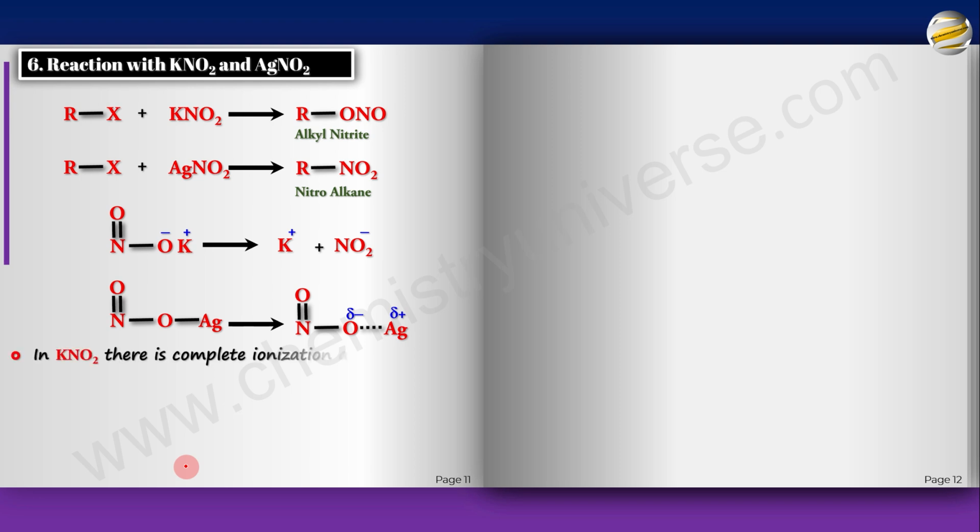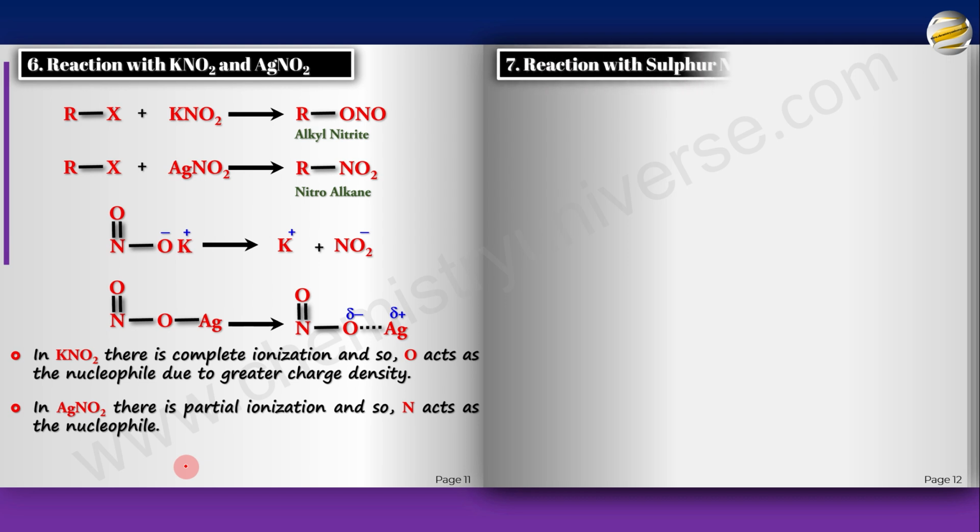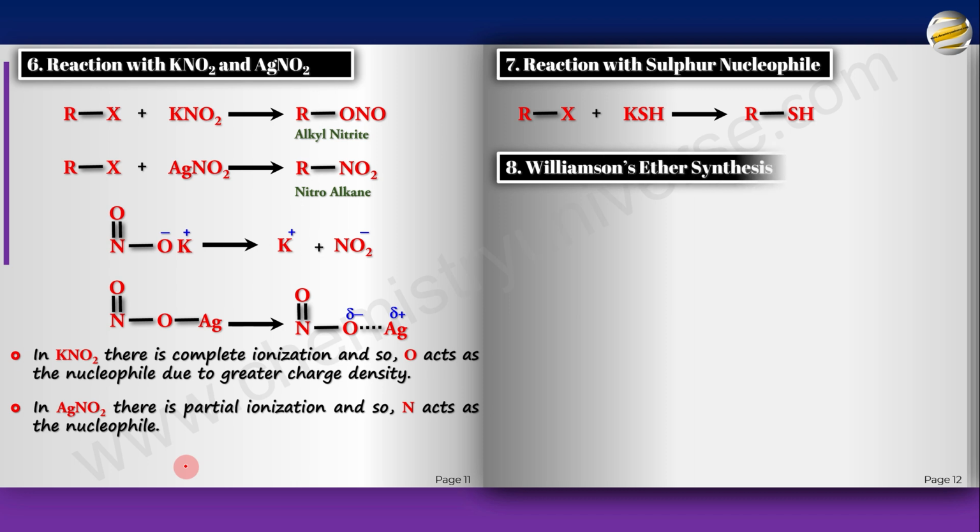So in KNO2, there is a complete ionization. So O acts as a nucleophile due to greater charge density. In AgNO2, there is a partial ionization. So N acts as a nucleophile. Then we quickly do reaction with sulfur nucleophile. And here you will find that you have KSH. You will get a thiol, RSH. Pretty simple. Then we quickly move on to Williamson's ether synthesis.